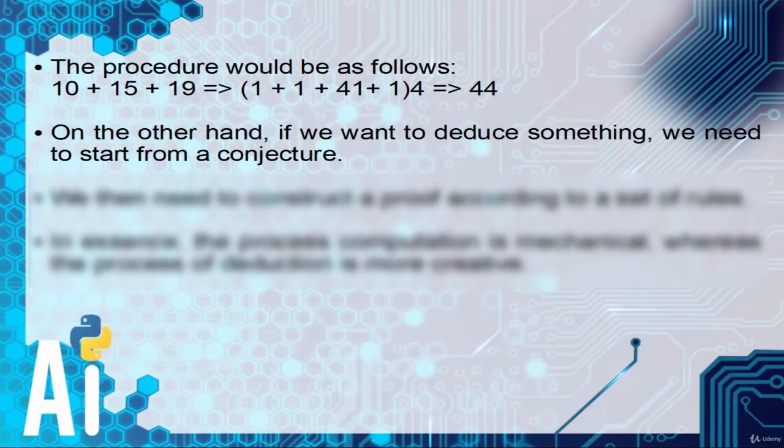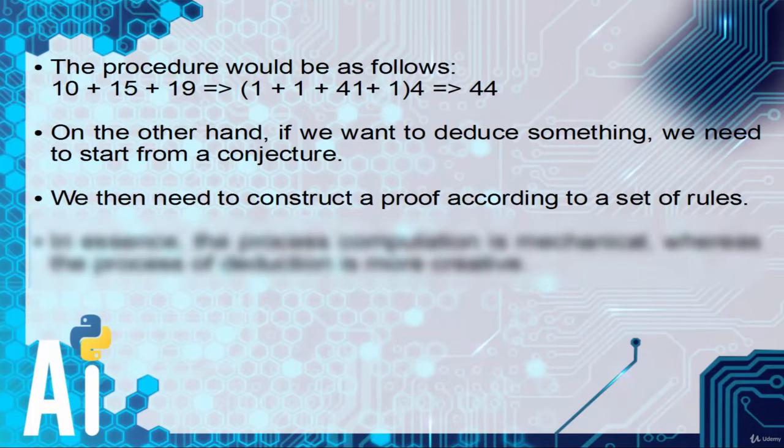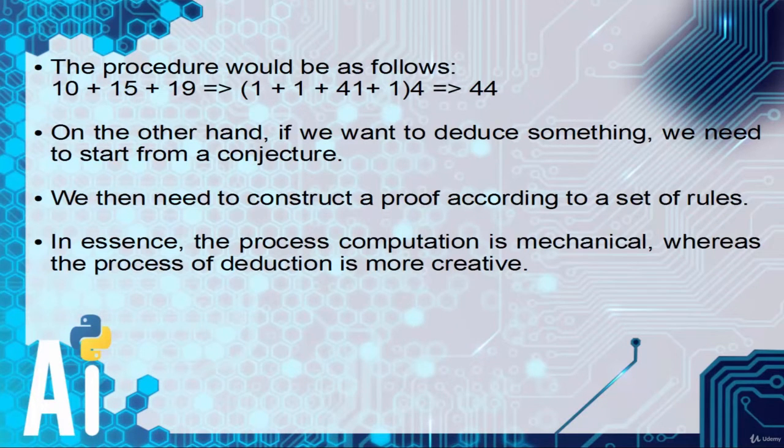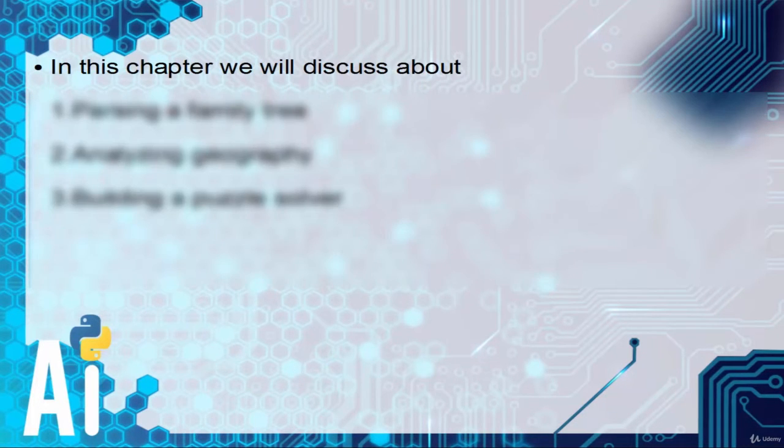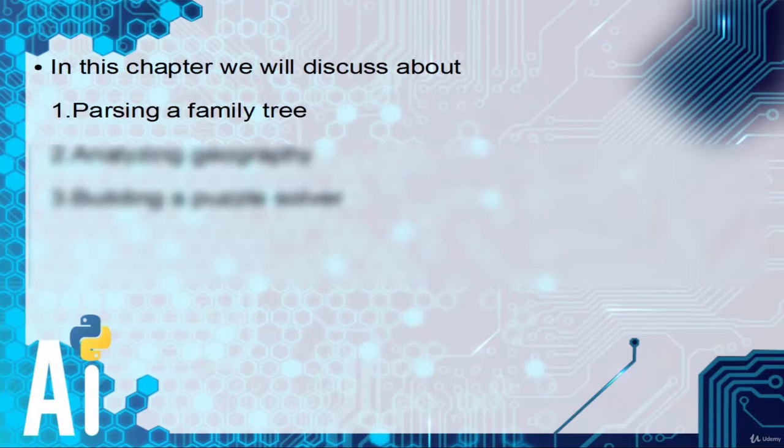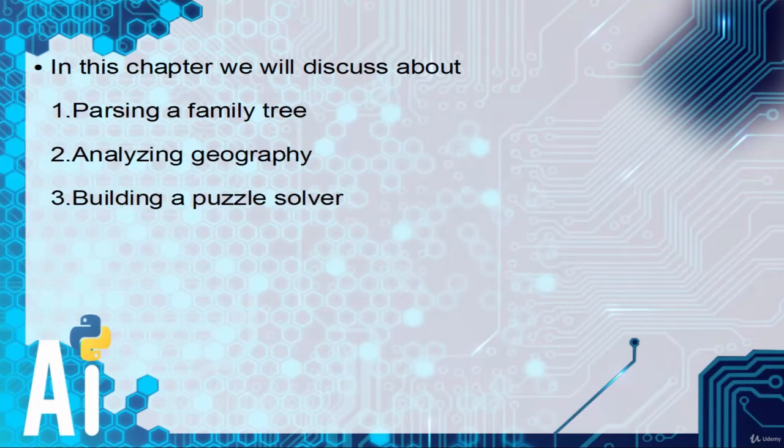On the other hand, if you want to deduce something, we need to start from the conjecture. We then need to construct a proof according to a set of rules. In essence, the process of computation is mechanical, whereas the process of deduction is more creative. In this section, we'll discuss parsing a family tree, analyzing geography, building a puzzle solver, and many more.